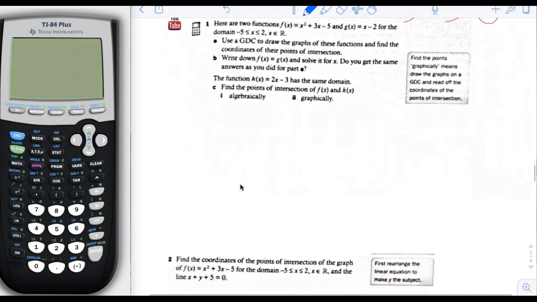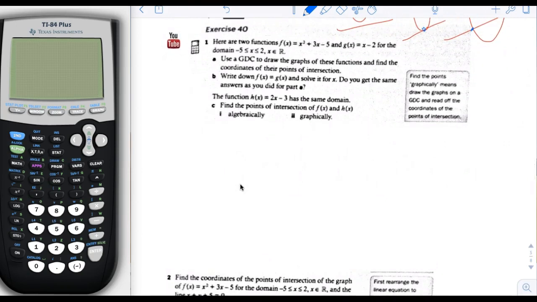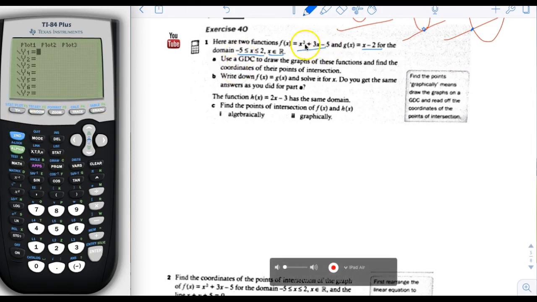So let's see this first problem here. Here are two functions, x squared plus 3x minus 5 and x minus 2, for the domain -5 to 2. And we don't know what that means yet. Why is that important? But let's do what we do in math studies when they give us a function: the first thing we do is put it into y equals. I'm going to put in the parabola and the line.